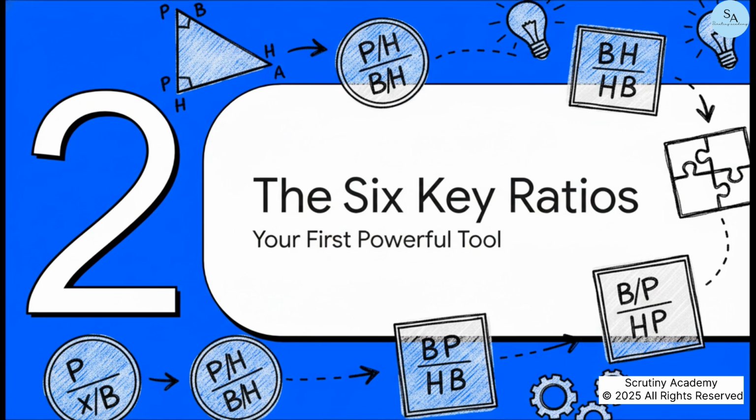All right, you've got your toolkit, P, B, and H. Now let's learn how to actually use them. We're going to build our first powerful tool, the 6 trigonometric ratios. And I know ratios sounds like more math jargon, but trust me, it's just a fancy word for making simple fractions with P, B, and H.